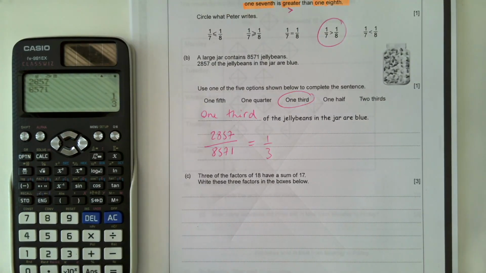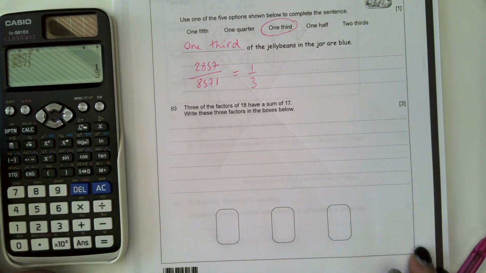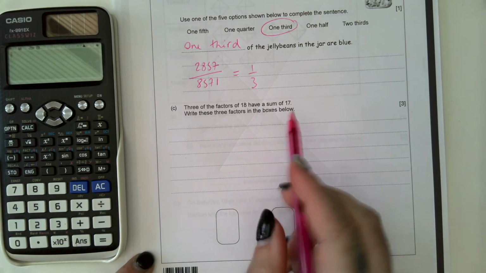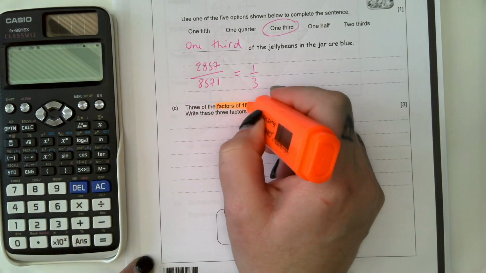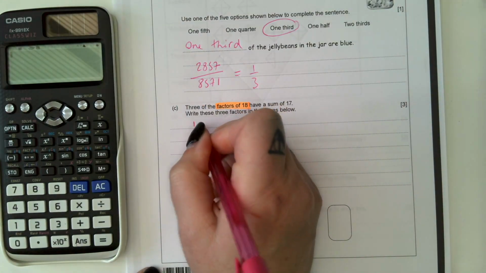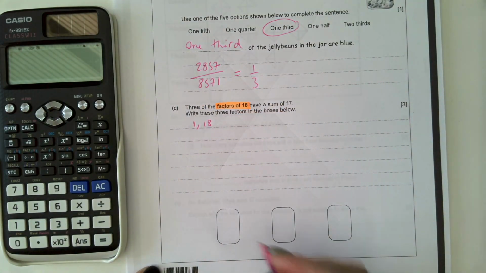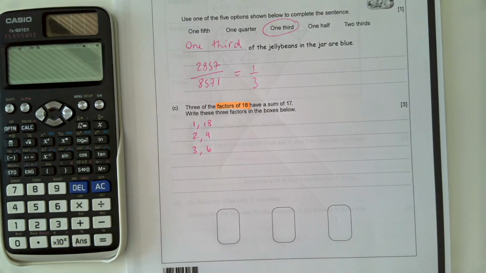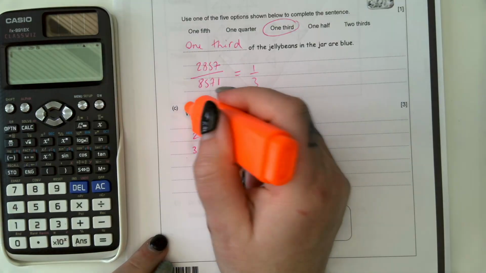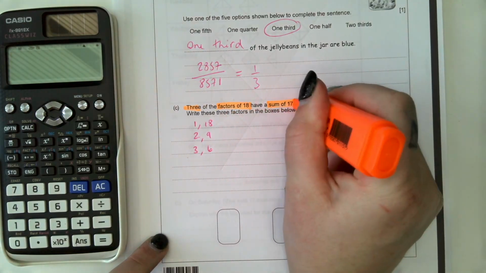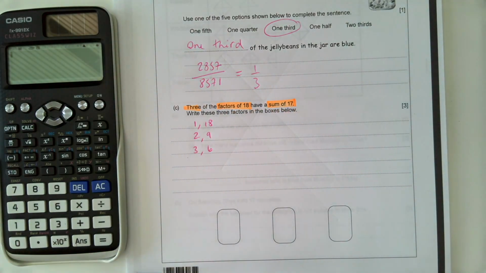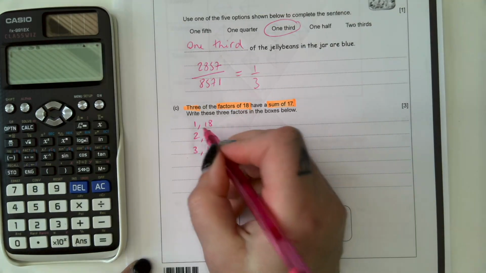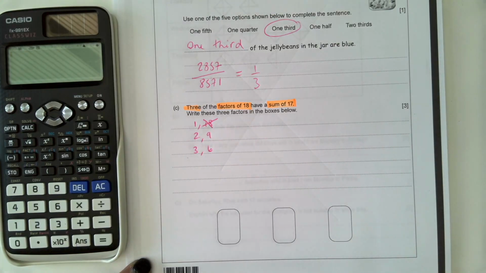Part C. 3 of the factors of 18 have a sum of 17. Write these 3 factors in the boxes below. So let's start. We want the factors of 18 to start off with. So 1 and 18, I'm listing factor pairs. 2 and 9, 3 and 6 are our factors of 18. And it tells us that 3 of them have a sum of 17. So 3 of them will add up to 17. Anything we add to 18 is going to go above 17, so we're not going to include 18 in this.